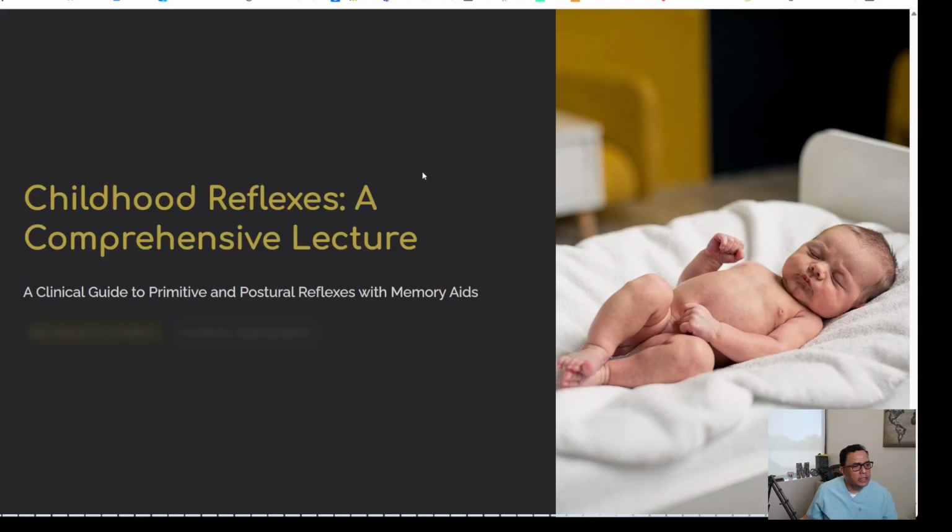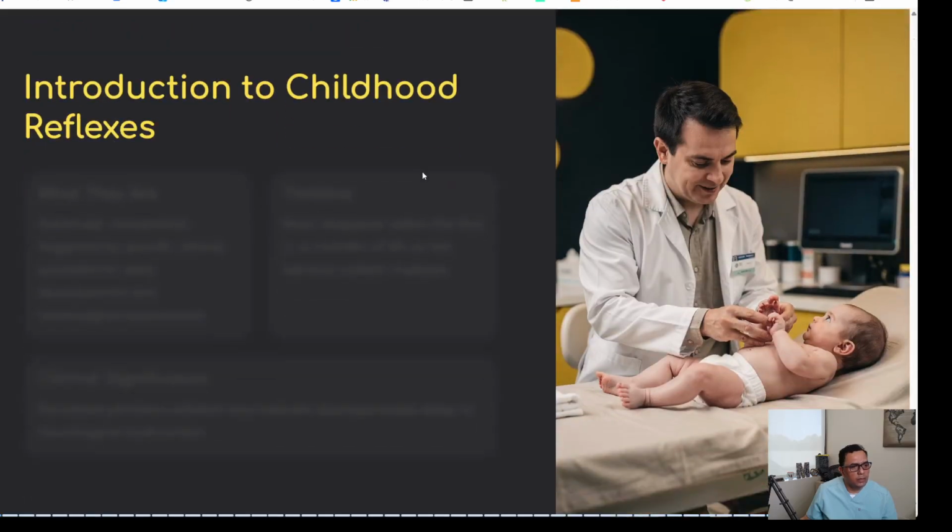So this is a clinical guide which talks about primitive reflexes, which are present at birth, and then postural reflexes, which are present a little bit later. You want to understand why you need to know about these reflexes. When a child is born and developing, you want to have an idea about their nervous system development. To understand the nervous system development, the reflexes help.